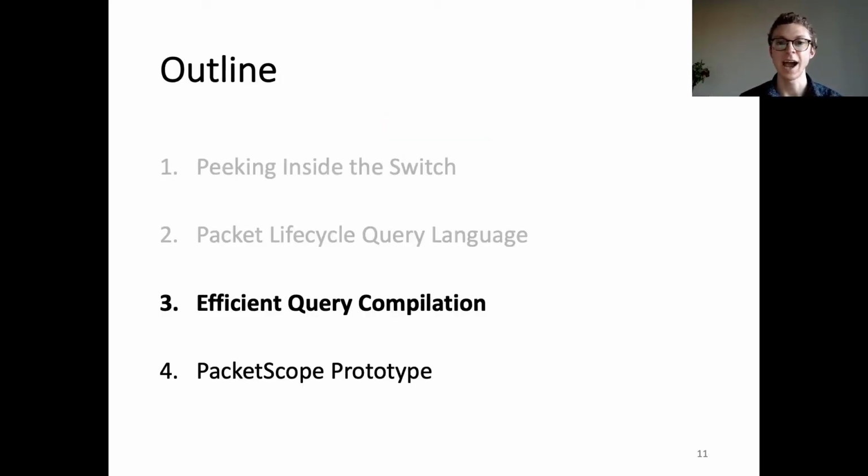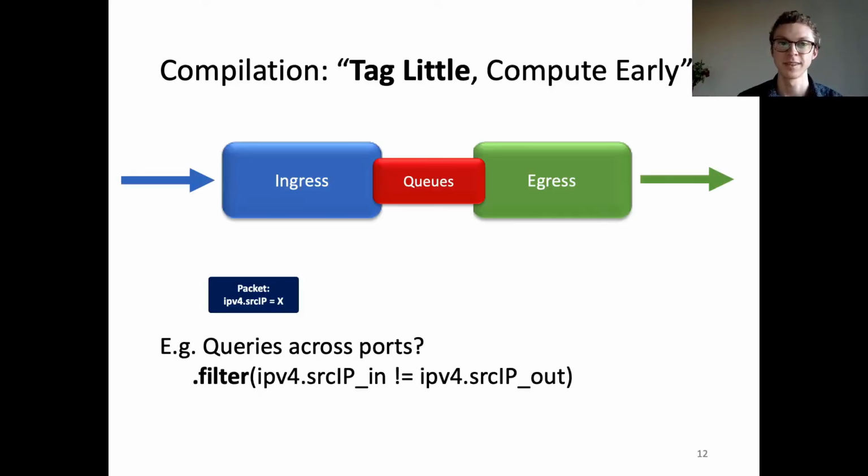Now we'll discuss how we efficiently compile our queries to the switch processing. Our main compilation strategy is called tag little, compute early. The idea is that we try to tag packets with as little data as possible as they move through the switch, and we try to execute our queries as early as possible in the pipeline to free up resources later.